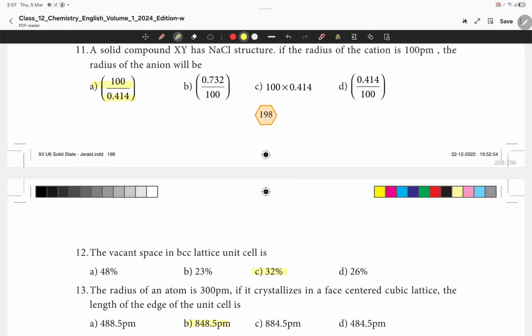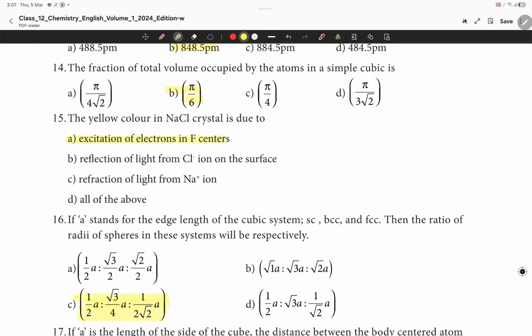A solid compound XY has NaCl structure. If the radius of the cation is 100 pm, the radius of the anion will be 100 by 0.414. The vacant space in a BCC lattice unit cell is 32%. The radius of an atom is 300 pm. If it crystallizes in a face-centered cubic lattice, the length of the edge of the unit cell is 848.5 pm. The fraction of total volume occupied by the atoms in a simple cubic is pi/6.